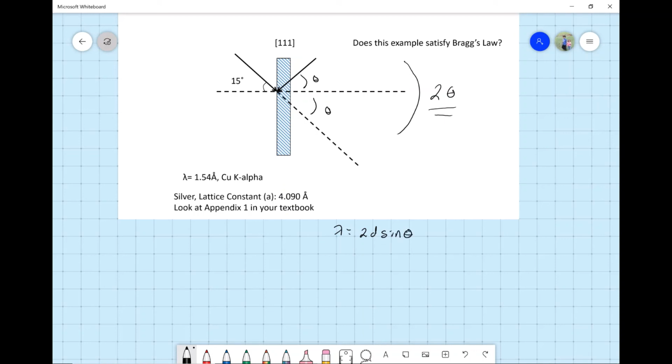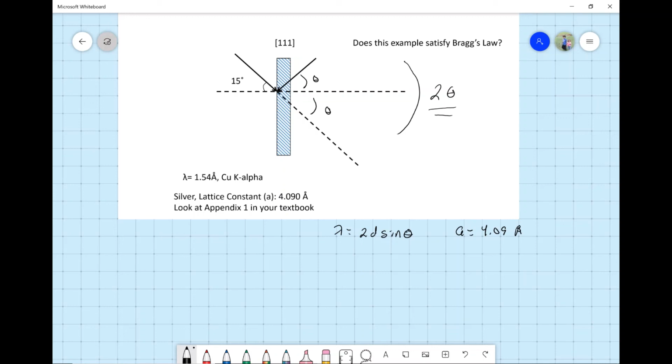We're assuming n equals 1. We wouldn't be scolded for doing so because 111 would be a first order reflection as well. And our lattice constant A is 4.09 angstroms. I'm going to keep that level of significant figures because you have to be pretty precise with X-ray diffractometry. So A equals 4.09 angstroms.